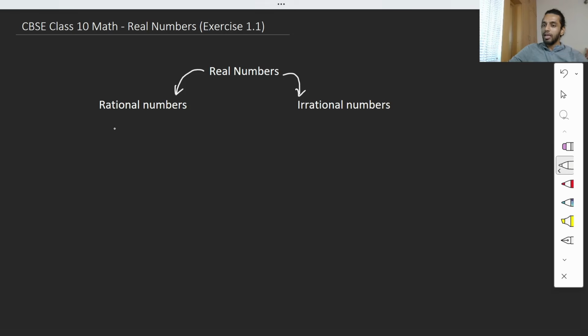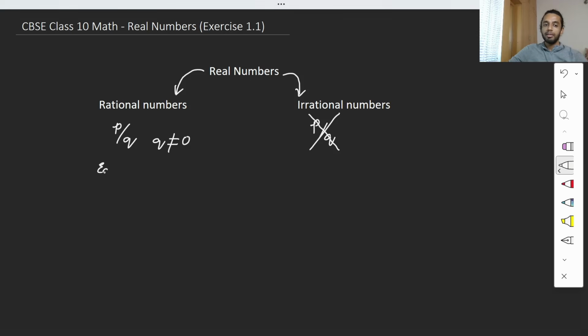The numbers which can be written in the form of p by q, that is, having a numerator as well as a denominator, where the denominator q should not be equal to 0, are called rational numbers. The numbers which cannot be represented in the form of p by q are called irrational numbers. Now, there are certain numbers which are obviously rational.